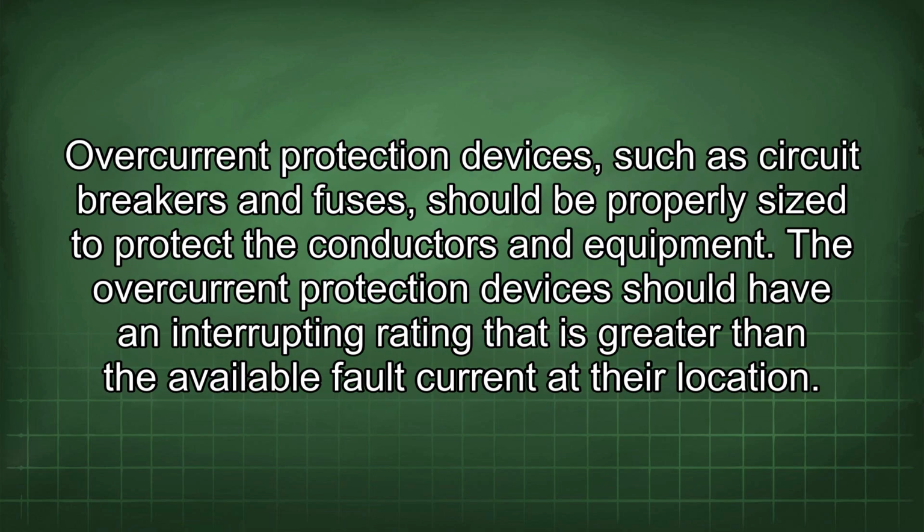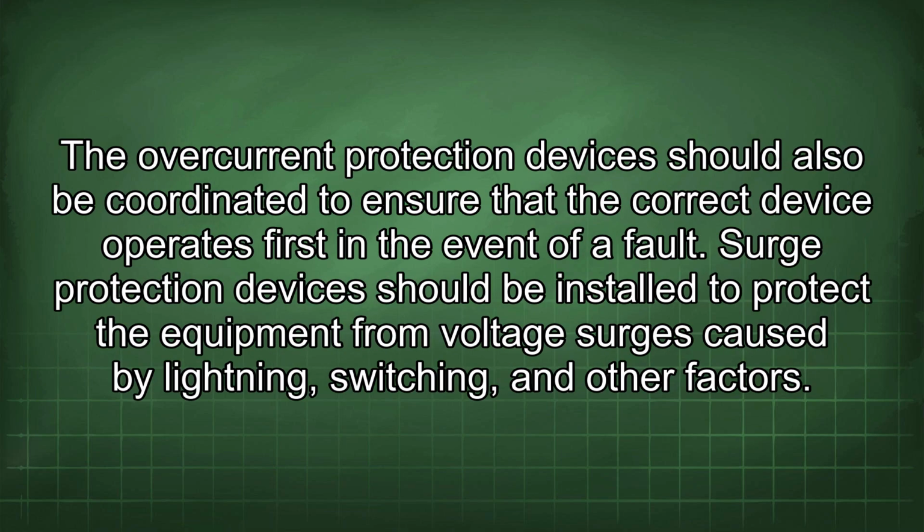Overcurrent protection devices, such as circuit breakers and fuses, should be properly sized to protect the conductors and equipment. The overcurrent protection devices should have an interrupting rating that is greater than the available fault current at their location. The overcurrent protection devices should also be coordinated to ensure that the correct device operates first in the event of a fault.